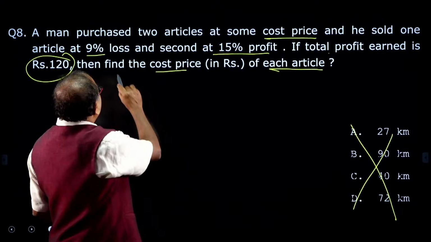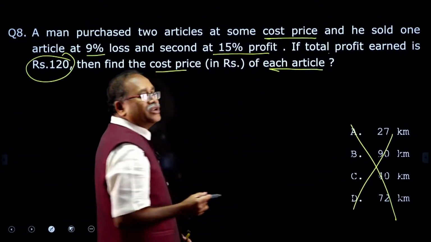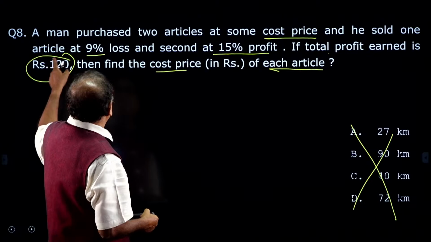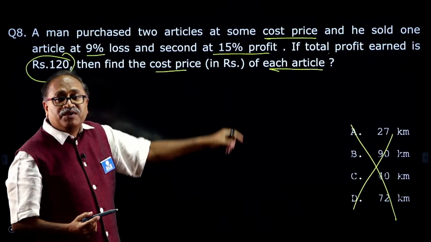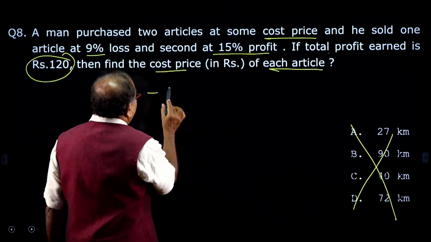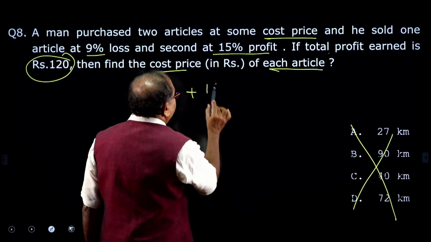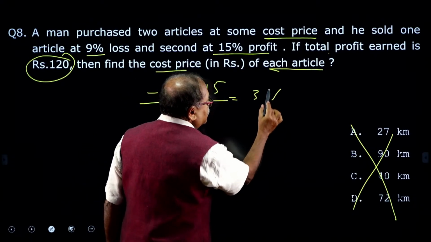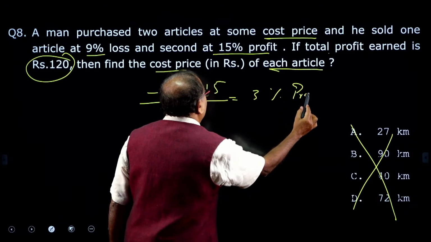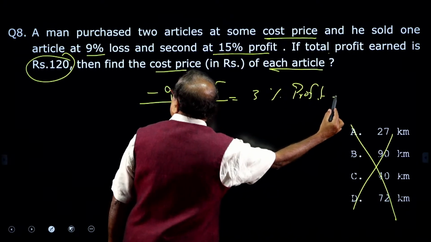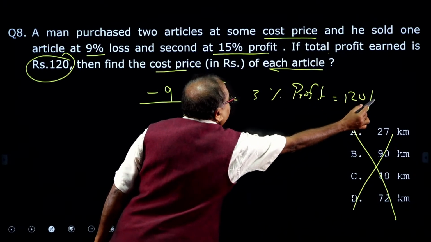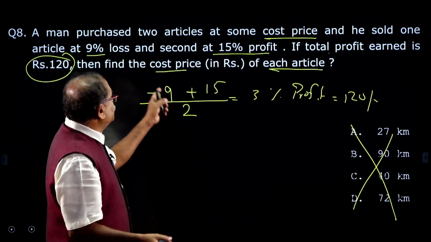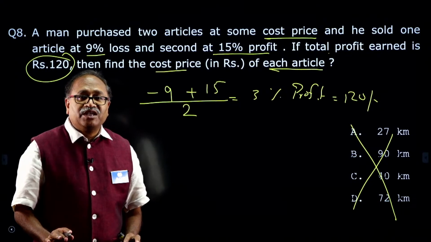You know that whenever the cost price of 2 or more articles is the same, then overall profit is equal to the average of the profit or loss percentages. That is here 9% loss and 15% profit. What is its average? Then I notice that it is a 3% profit. And how much profit is given to us? 120 rupees is given to us. So, you are asked to find out the cost price. Many of you must have done it by this time.